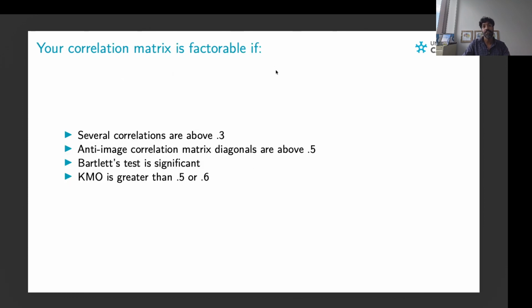So your correlation matrix is factorable if several correlations are above 0.3. The anti-image correlation matrix diagonals are above 0.5. Bartlett's test is significant and KMO is greater than 0.5 or 0.6. So whenever you hear these points, I want you to be thinking, oh, okay, all of that relates to the factorability of our data.